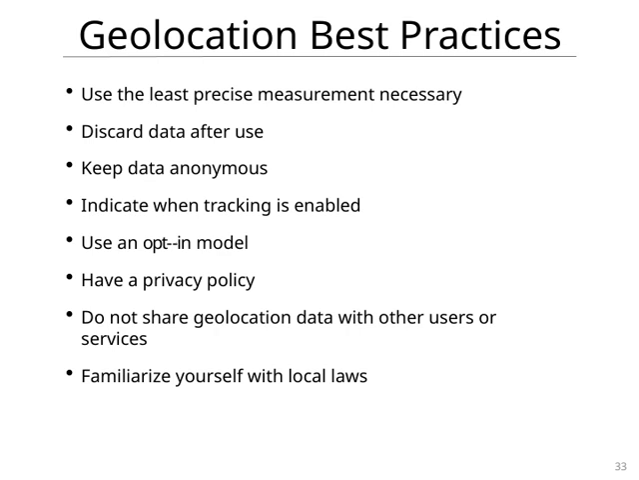Another key point is to clearly indicate when tracking is enabled. Transparency builds trust with your users. Use an opt-in model, meaning users should actively agree to share their location rather than being opted in by default. Having a clear privacy policy that explains how you handle geolocation data is essential too. And remember, never share geolocation data with other users or third parties unless absolutely necessary and compliant with laws.